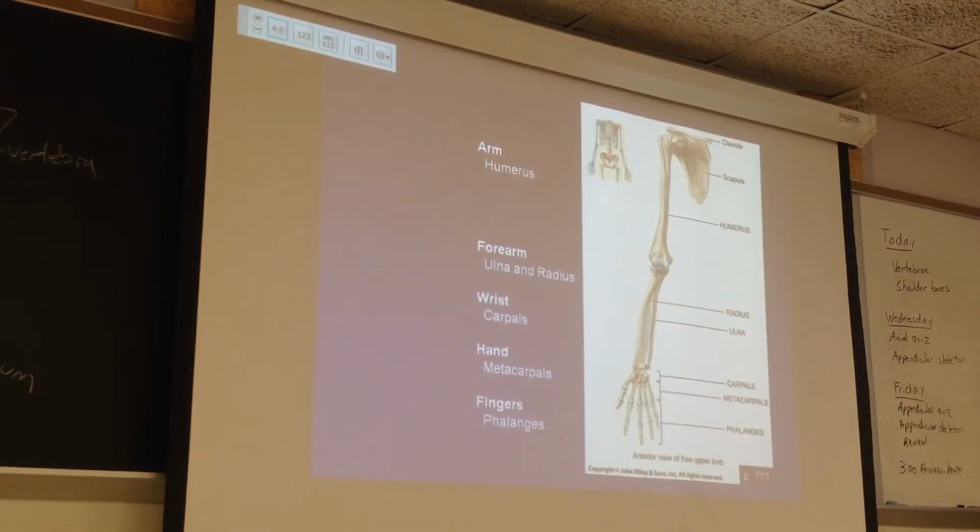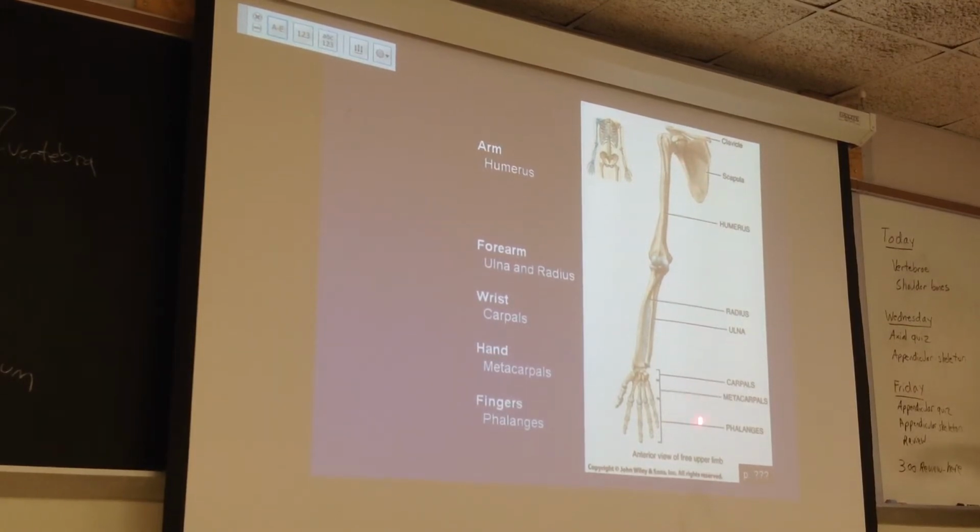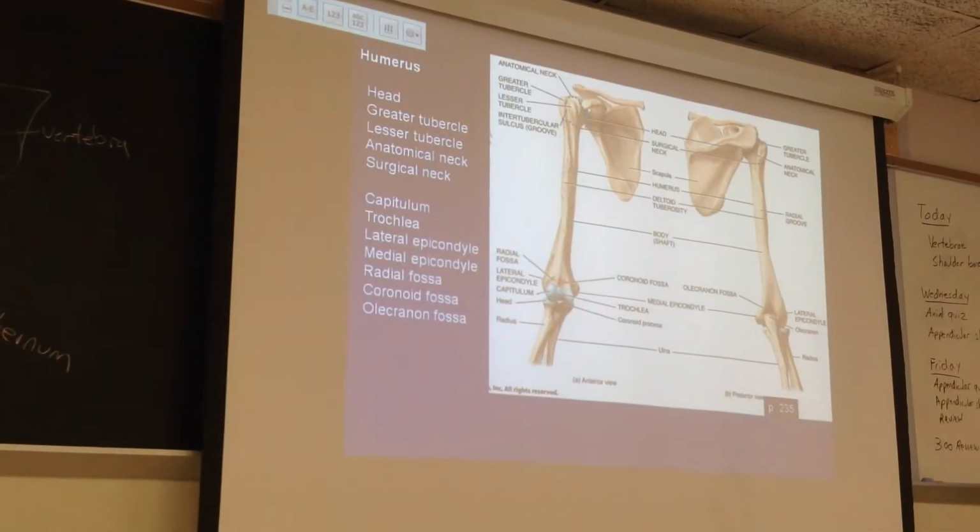The way we're going to progress from here is we're going to go down the upper appendage. This is just our organizational slide. We're going to start with the single arm bone, the humerus, and then do forearm bones, wrist bones, hand bones, and finger bones. So we'll see all this again here in just a minute. Let's start with the arm bone, the humerus. We're starting proximal and gradually working our way distal.